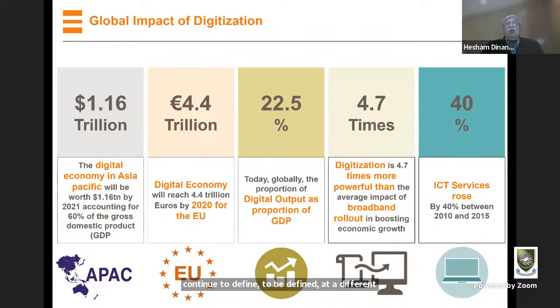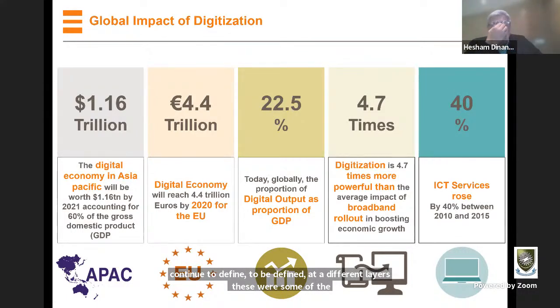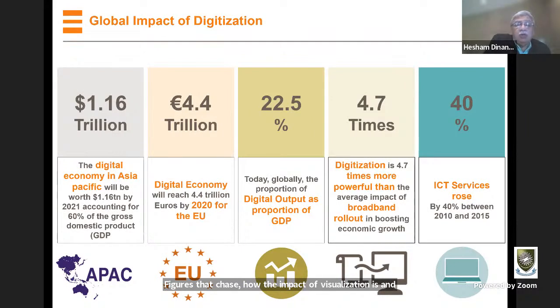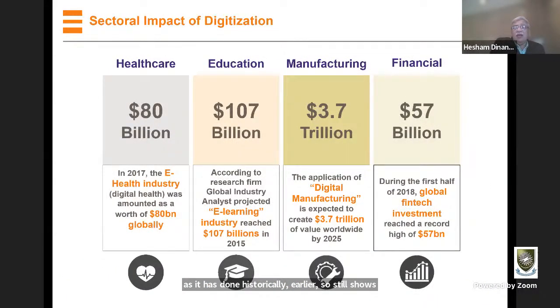These were some of the figures that show how digitalization and the digital economy are affecting our world. The digital economy in Asia Pacific was $1.16 trillion in 2021, $4.4 trillion in the EU, and the digital output as a percentage of GDP reached 22.5%. Digitization actually is more powerful through the rollout of broadband and connectivity by 4.7 times, and ICT services will continue to grow by 40% as it has done historically earlier. So it still shows the largest level of growth. And as I said, it's impacting every sector.